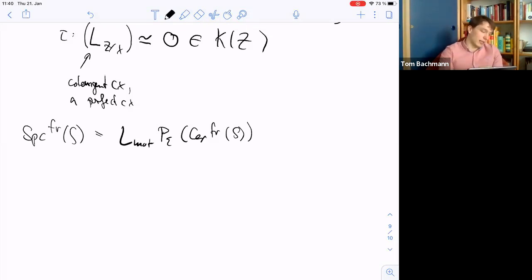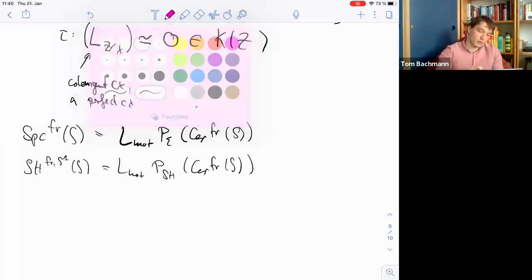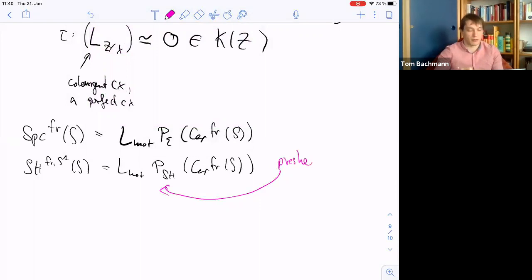And then there's also the category of S1 spectra. And this is just going to be where instead of sigma presheaves, you take spectral presheaves. Right, so this just means presheaves of spectra. Okay, so let's leave it at that.